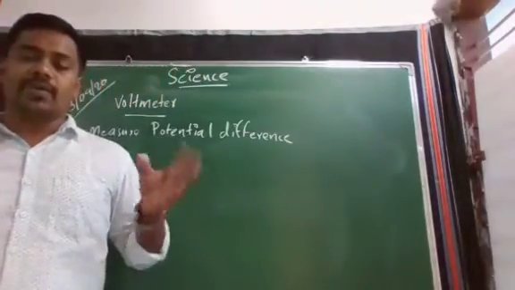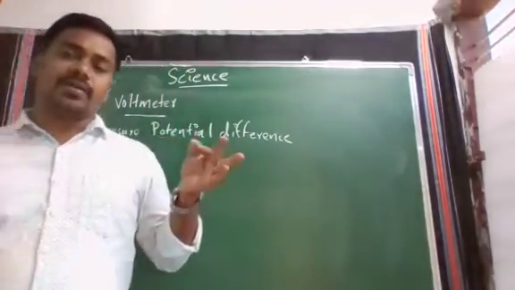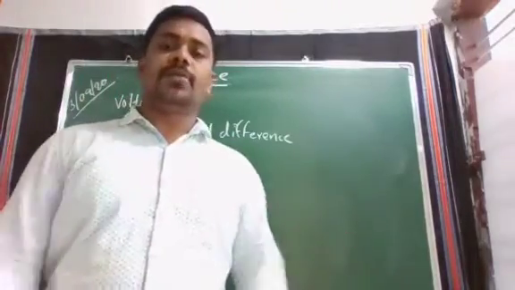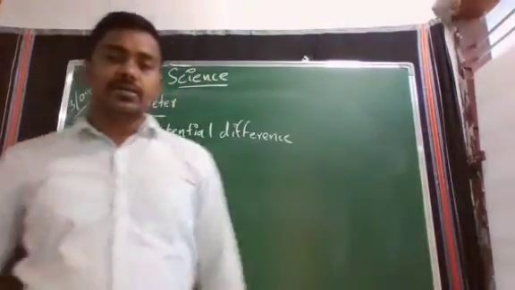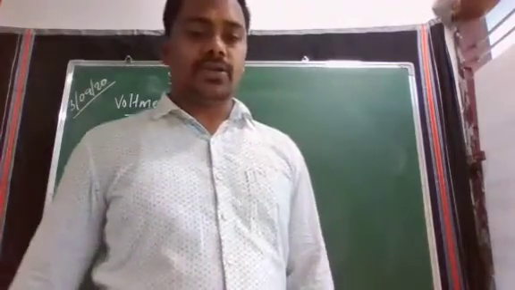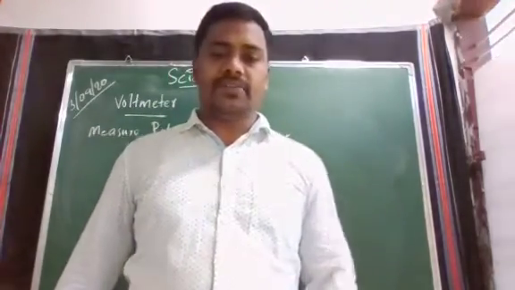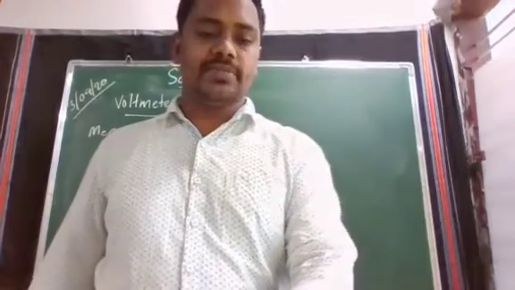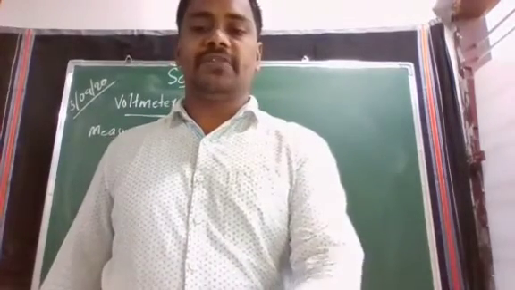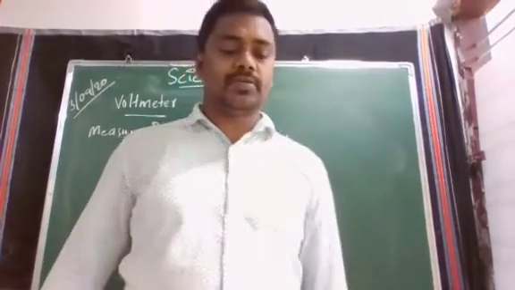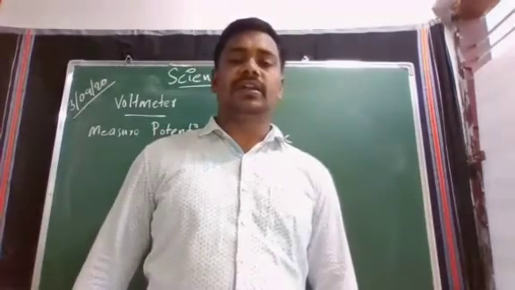And this is all for today. So I think everything is clear till here. Potential difference is the pressure needed for electric charge to flow in a copper wire or metallic wire. Okay, that's all.